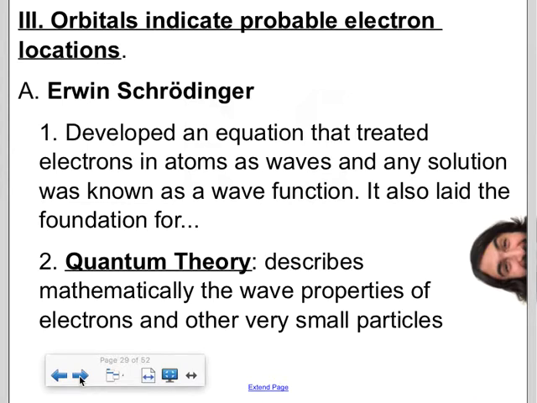Alright, so Schrödinger developed an equation that treated electrons and atoms as waves, and any solution was known as a wave function. So it also laid this foundation for quantum theory or quantum mechanics, which describes wave properties mathematically for any subatomic particle, electrons, neutrons, and even the subatomic particles of those.